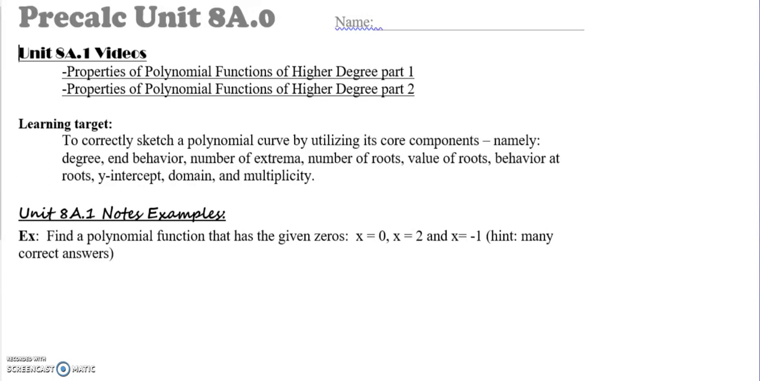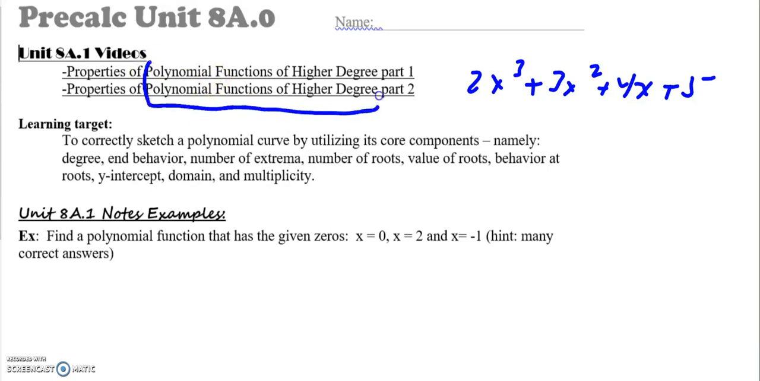So Unit 8A is regarding polynomials. And remember, a polynomial is something that is made of multiple terms that's separated by plus or minus signs, like 2x^3 + 3x^2 + 4x + 5. This would be a polynomial of degree 3 with 4 terms. And what we're truly focusing on in this unit is polynomial functions of a higher degree.